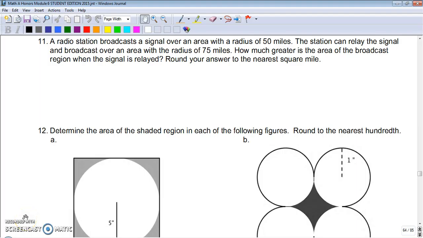This video will take you through the 6.3 lesson, Area of a Circle, page 4. We'll start with problem number 11.